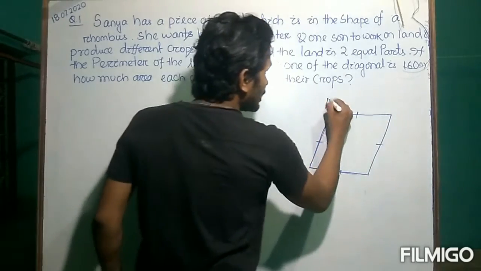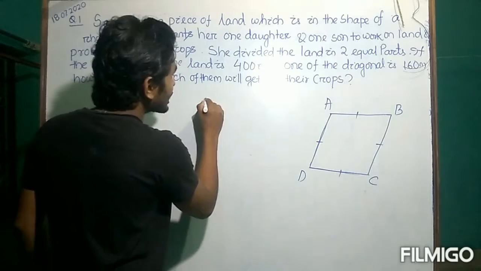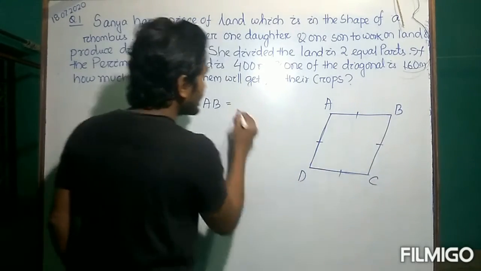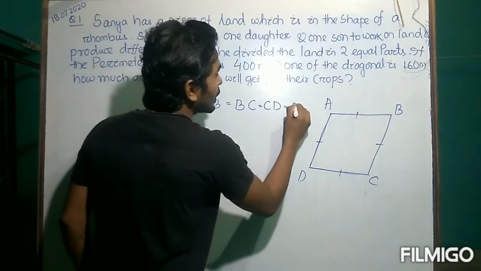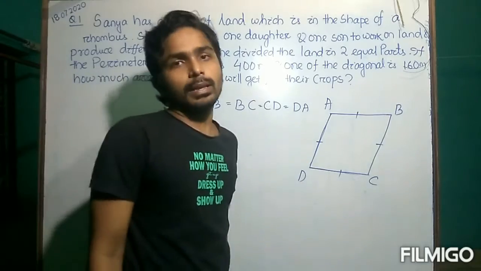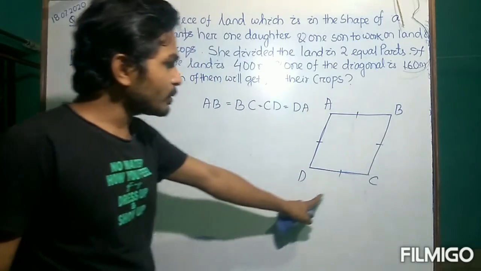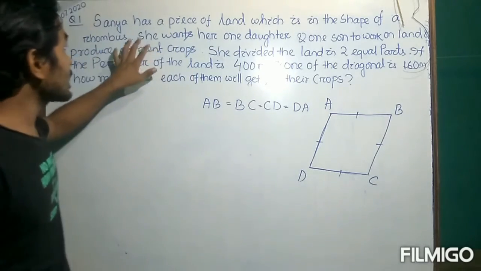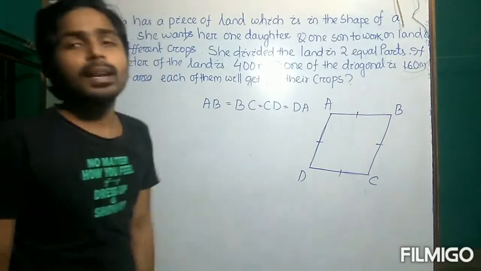So if the vertices are A, B, C, D, then the side AB is equal to the side BC, is equal to the side CD, and is equal to DA. That means all the four sides are equal, then it is known as a rhombus. And Sanya has a piece of land which is in the shape of a rhombus. Clear?